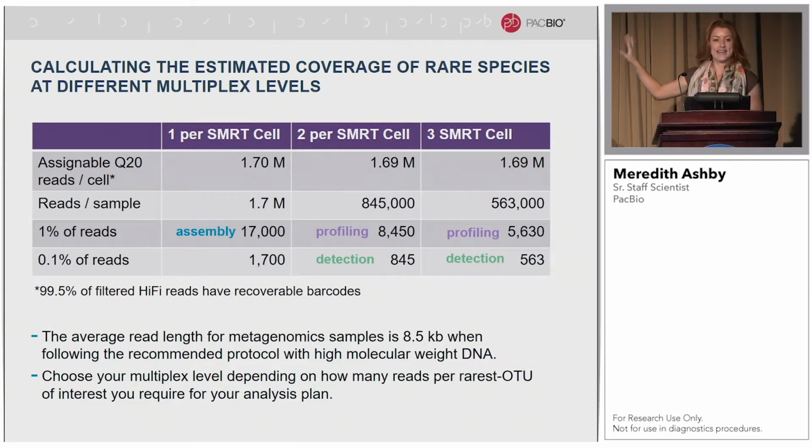So we have a handy table here to do a little bit of the math for you. So the idea here is, given a certain level of coverage, and those numbers, just to remind you, that's the Sequel version 2 chemistry. The version 3 chemistry out in about 2 weeks is going to be even better. And this is the number of reads per sample you would get if you multiplexed. And then you can calculate out what 1% of those reads would be, or what 0.1% of those reads would be. And we just have it nicely annotated there about what applications would be good or effective at different levels of multiplexing.